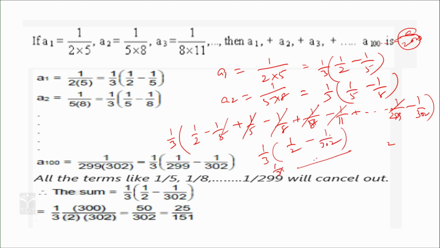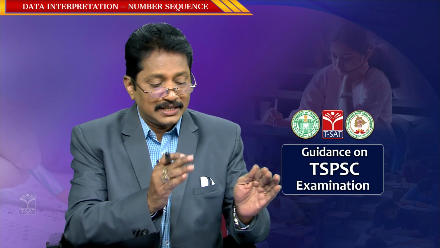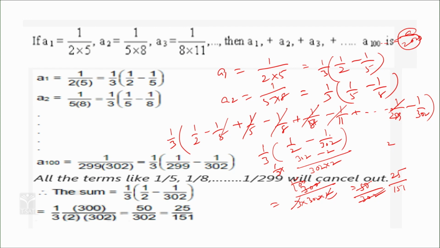1 by 3, LCM is 302 of 2, correct? 302 minus 2, that is 300 by 3 into 302 into 2. 3 ones are 300s, 2 ones are 250s, means it is 50 by 302, or 2 25s, 2 151s, it is 25 by 151. So like you can calculate the value. So you have to observe each one as a pattern, each one has a pattern. So you have to identify the pattern and simplify it.